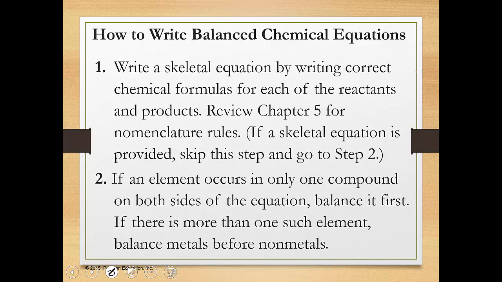So how are we going to write our balanced chemical equations? The first thing you're going to do is write what we call a skeletal equation that just has the correct chemical formulas for each of the reactants and products.